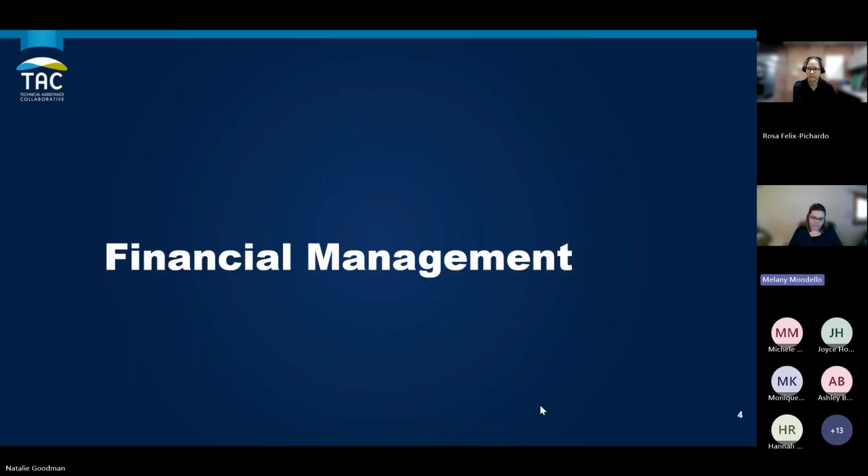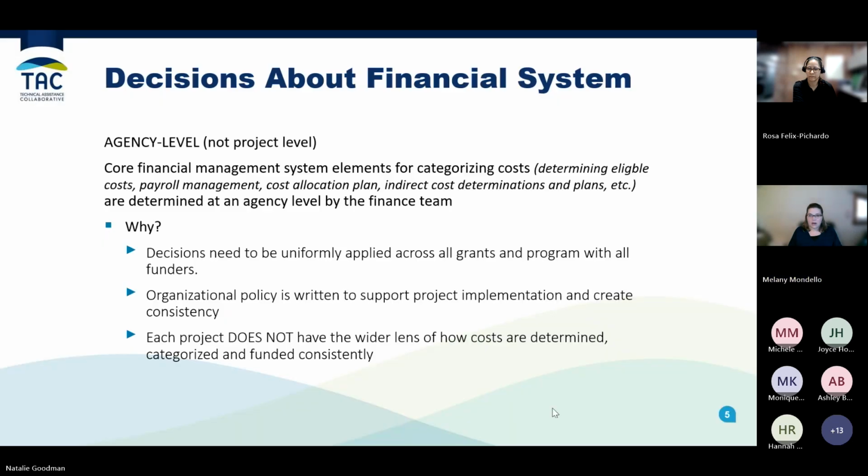So financial management, you can go next slide. What I wanted to do was start with an overview about financial systems and some good financial practices so that as you're listening to this information, we're going to level set a little bit about what is within the control of the project staff, what's in control of the finance department, and then the overall agency and how those intersect. So overall, as a general rule, the financial management system is set up at an agency level.